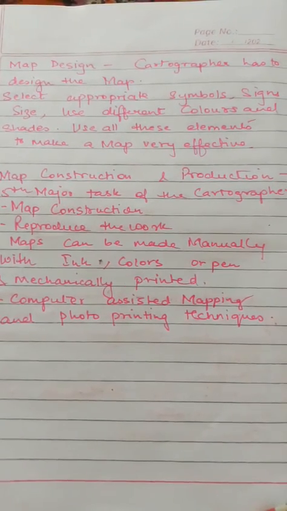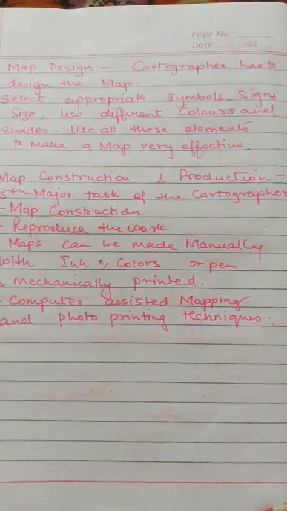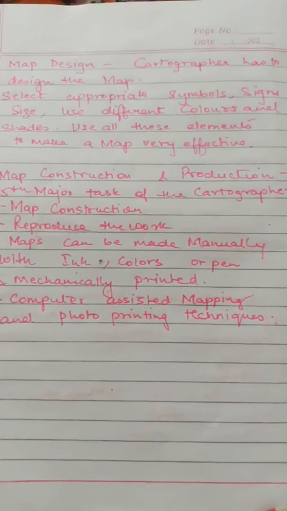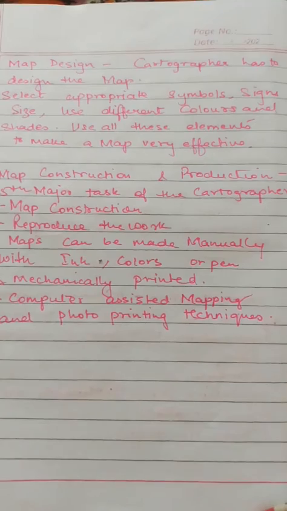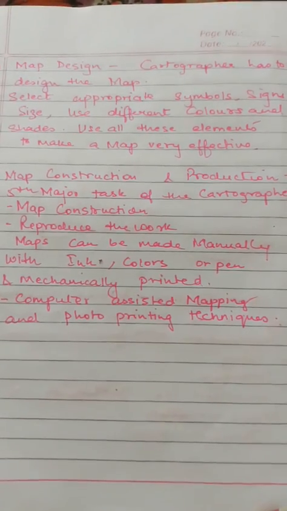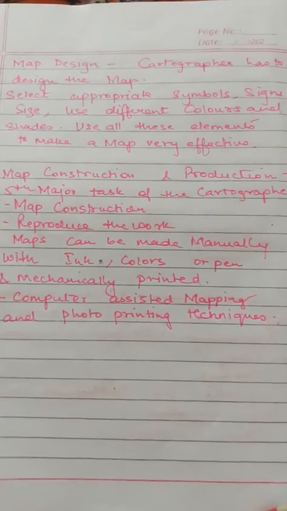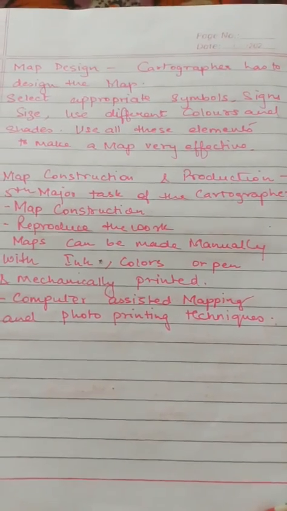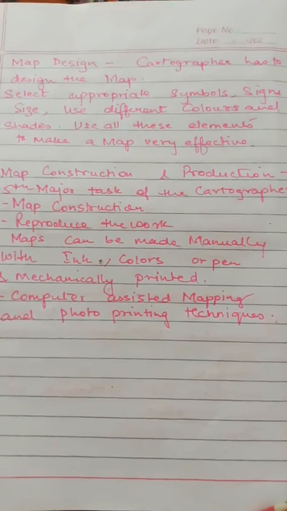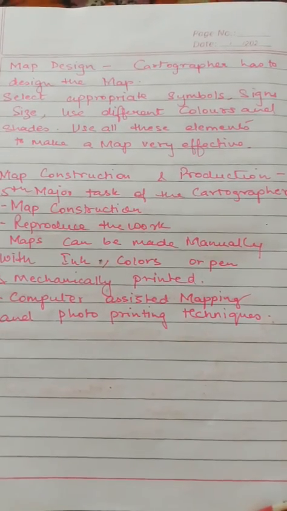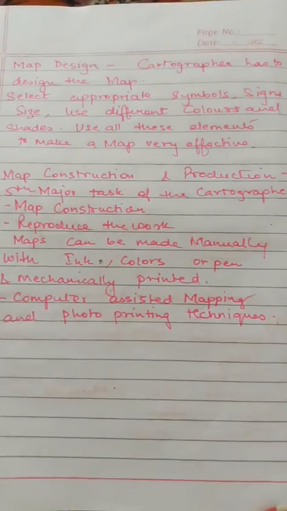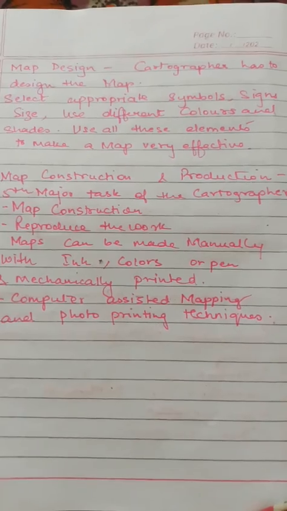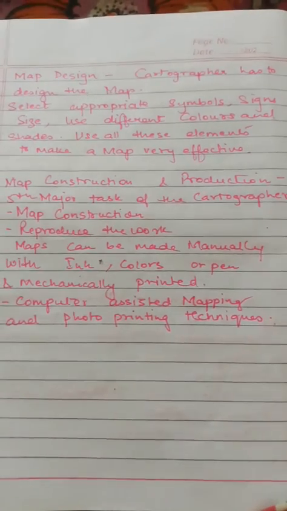He also has to choose the different colors and the shades which will symbolize the different physical features. So all the elements that he is going to use in the map have to be very effective, very attractive, and should also clearly portray whatever he is going to present in that particular map.